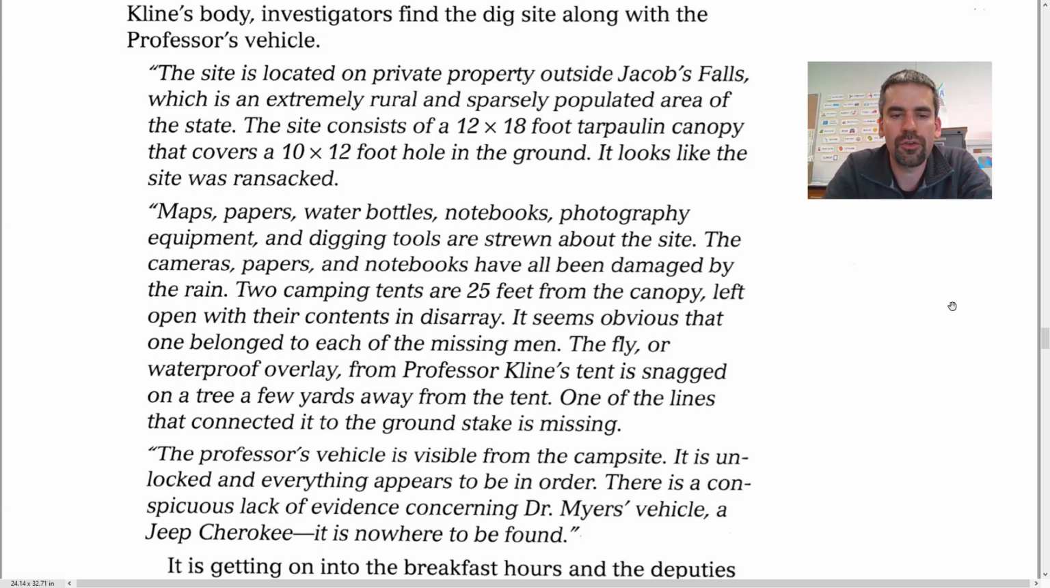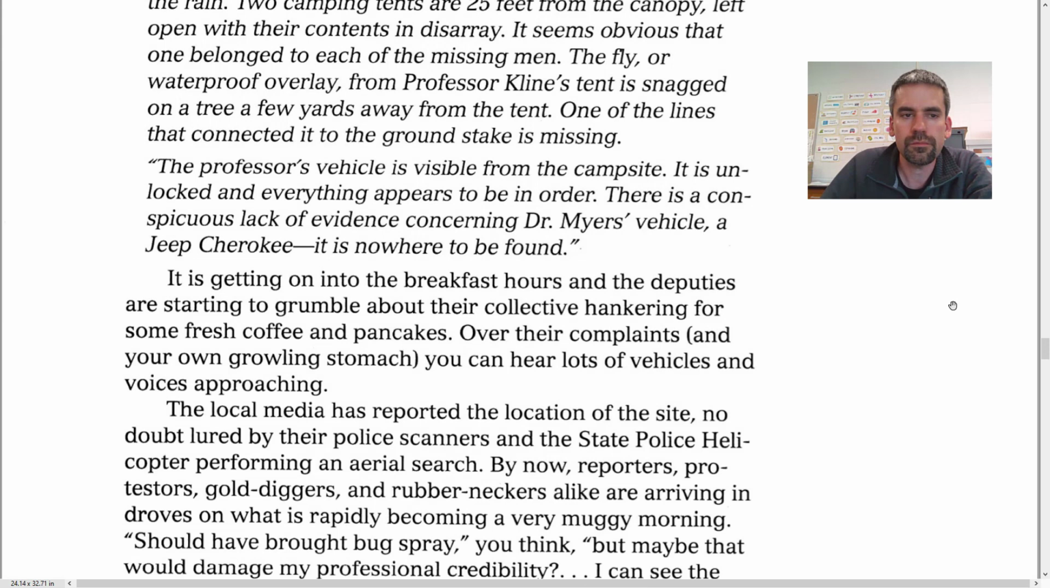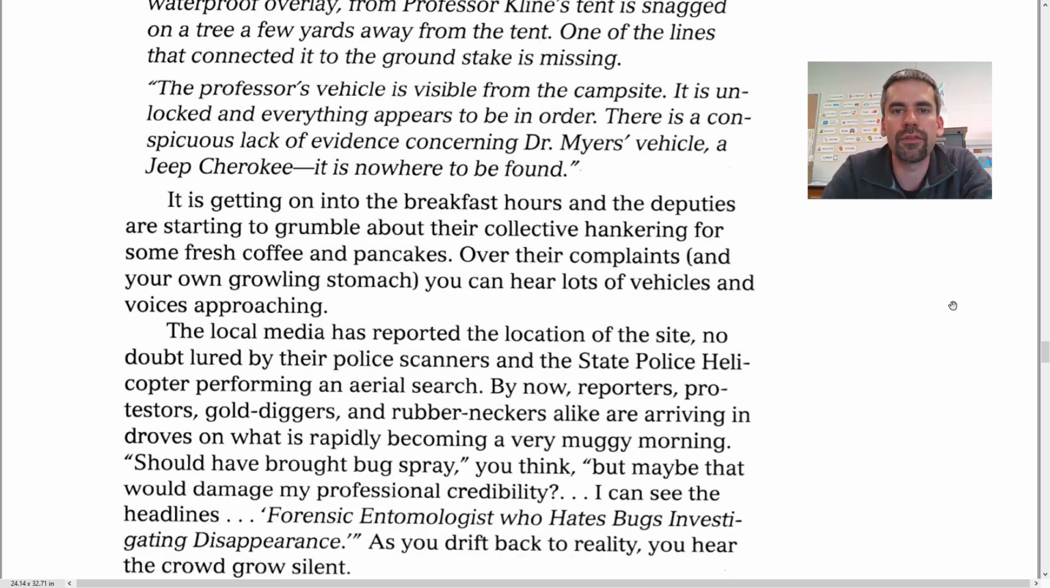Two camping tents are 25 feet from the canopy, left open with their contents in disarray. It seems obvious that one belonged to each of the missing men. The fly, or waterproof overlay, from Professor Klein's tent is snagged on a tree a few yards away from the tent. One of the lines that connects it to the ground stake is missing. The professor's vehicle is visible from the campsite. It is unlocked and everything appears to be in order.